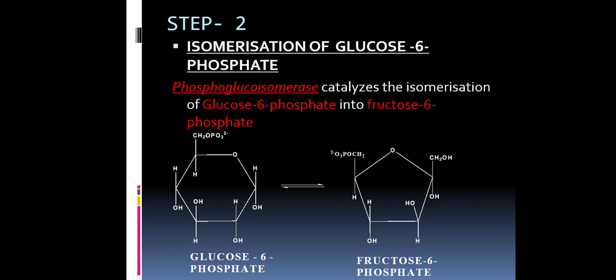Or we can say an aldose. A glucose contains an aldehyde group, so we call it an aldose, and it converts into a ketose, into a fructose, where fructose actually contains a ketonic group. So it is a conversion of an aldose to a ketose.